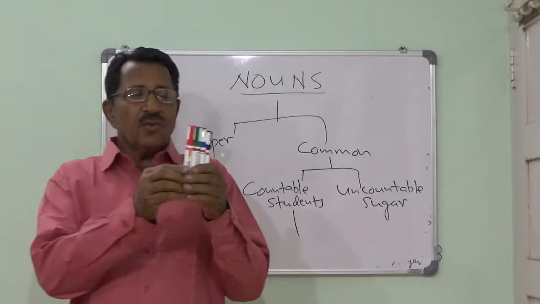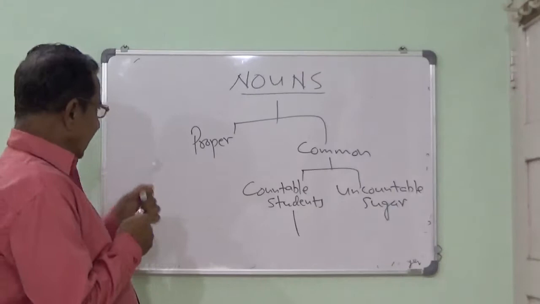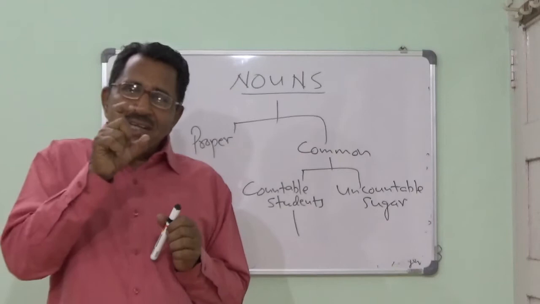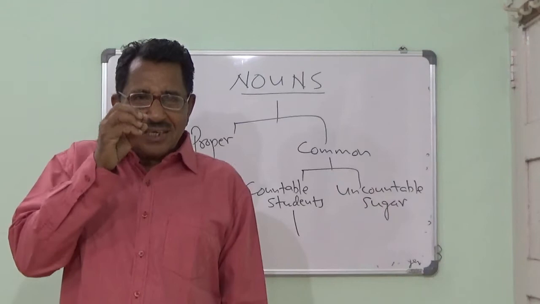So, one pen means single. There is only one, so it is single. Single, isn't it? Single tea. Some people say, give me a single tea. What does that mean? Only tea, no other things like snacks or biscuits. Single tea. You can see single people. What does single mean? You are single now, means you are not married.